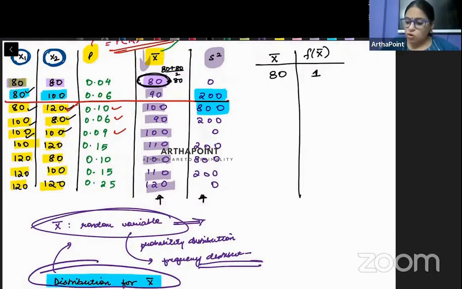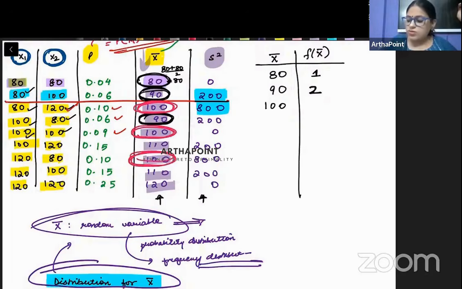Now let us focus on the mean value being 90. Where all do you see the mean value being 90? Here we see that the mean value is 90, and here I see that the mean value is 90. So two places, and the frequency will be 2. Now I focus on the mean value being 100. Where do you see it? Here, here, and here. So its frequency is 3.